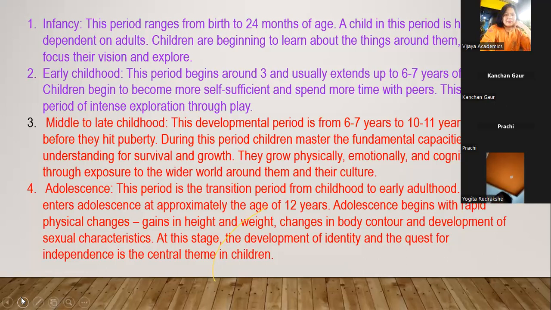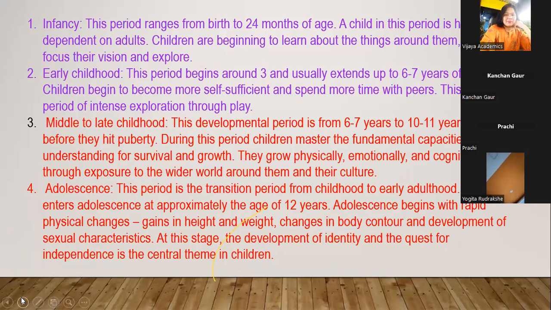Now, the second stage is early childhood. This period begins around 3 and usually extends up to 6 to 7 years of age. Children begin to become more self-sufficient and spend more time with peers. This is also a period of intense exploration through play. The third stage is middle to late childhood. This development period is from 6 to 7 years to 10 to 11 years of age, before they hit puberty. During this period, children master the fundamental capacities and understanding for survival and growth. They grow physically, emotionally, and cognitively through exposure to the wider world around them and their culture.